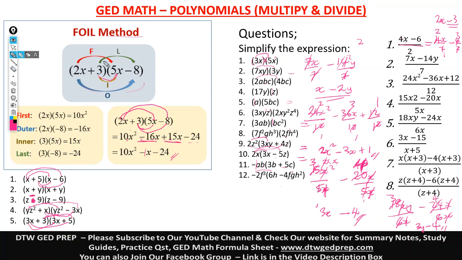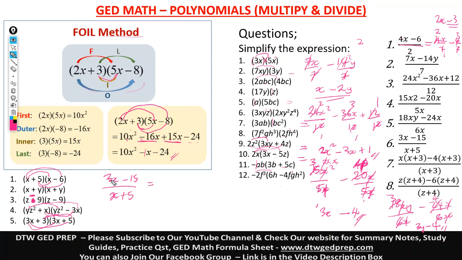Okay. So we have something like this: 3x minus 15 over x plus 5. You can see this is critical. It's not just one term. There are two terms here. So what do you do? You have to look at your numerator and see how you can factor out to give you something like x plus 5. Now, looking at the numerator, we can factor out 3 from these two terms here.